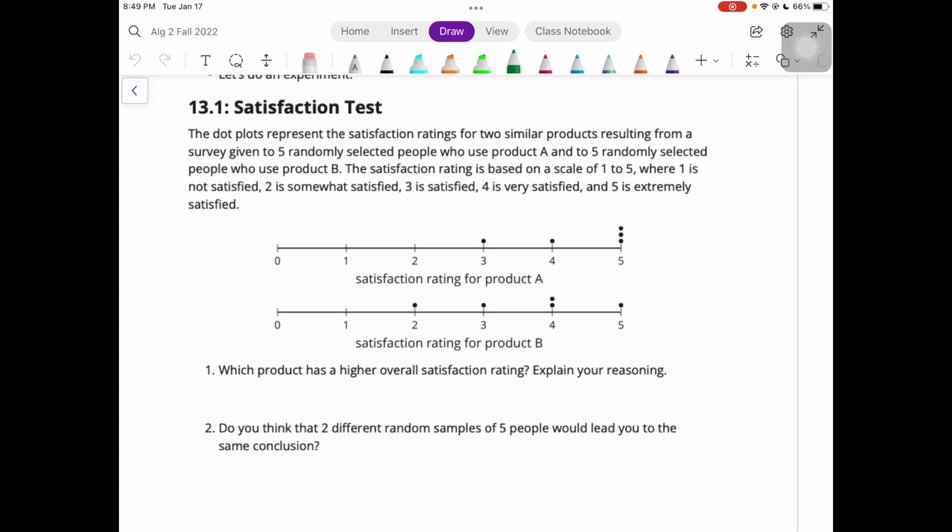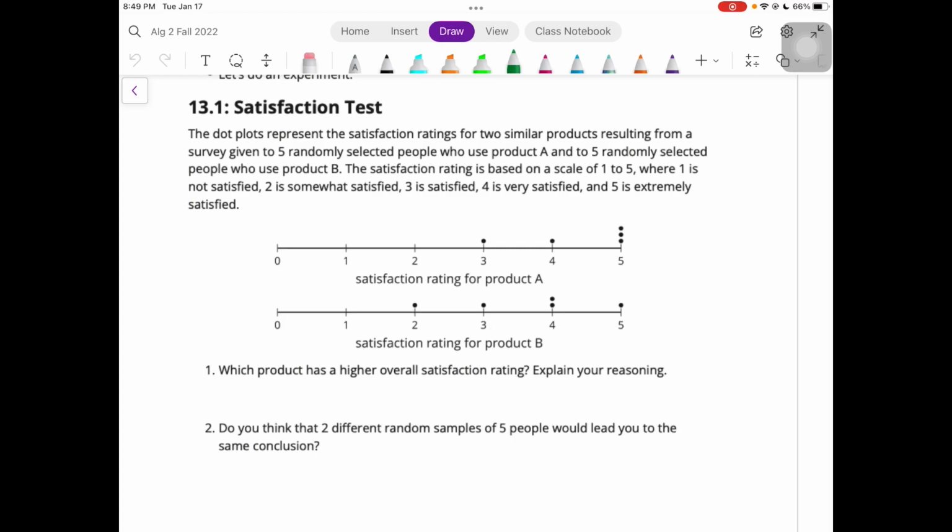The dot plots represent the satisfaction ratings for two similar products resulting from a survey given to 5 randomly selected people who use product A and to 5 randomly selected people who use product B. The satisfaction rating is based on a scale of 1 to 5, where 1 is not satisfied, 2 is somewhat satisfied, 3 is satisfied, 4 is very satisfied, and 5 is extremely satisfied. So which product has a higher overall satisfaction rating?